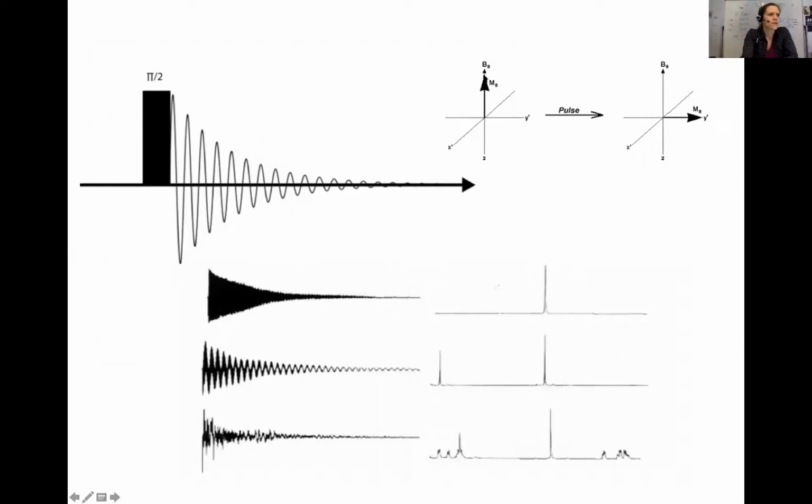So a 90-degree pulse, it goes down like that, and then it relaxes back. If there's only one possible relaxation rate, then you're going to have a free induction decay that looks something like this, and that's going to yield one frequency. So here is your NMR chemical shift.